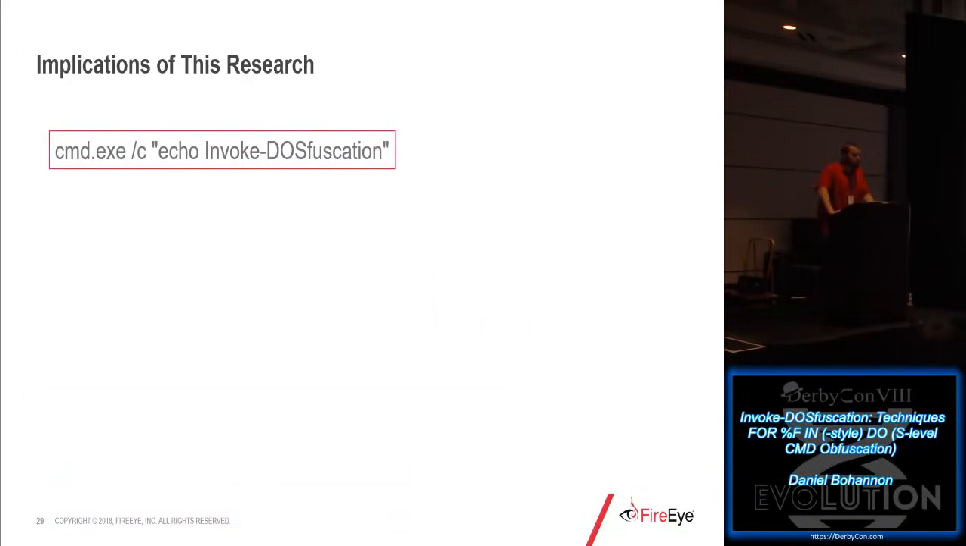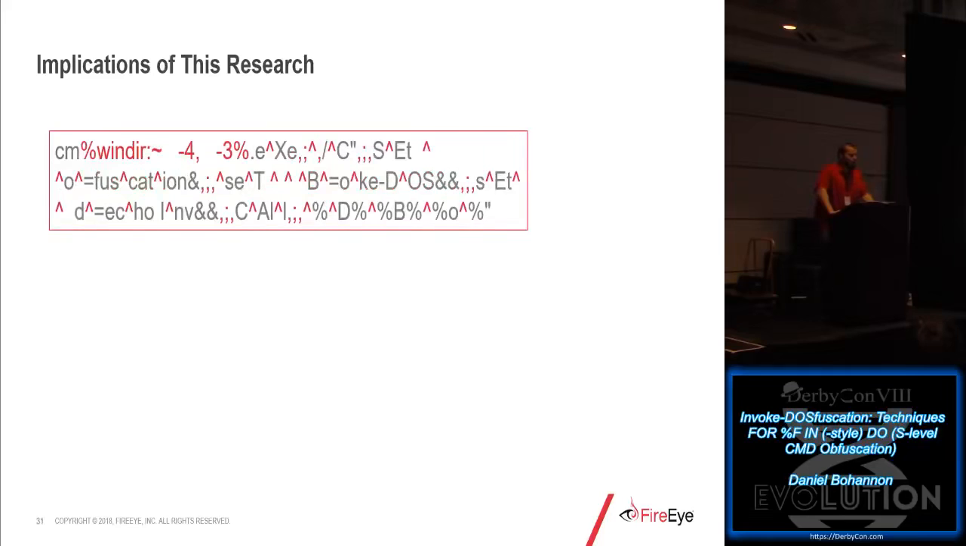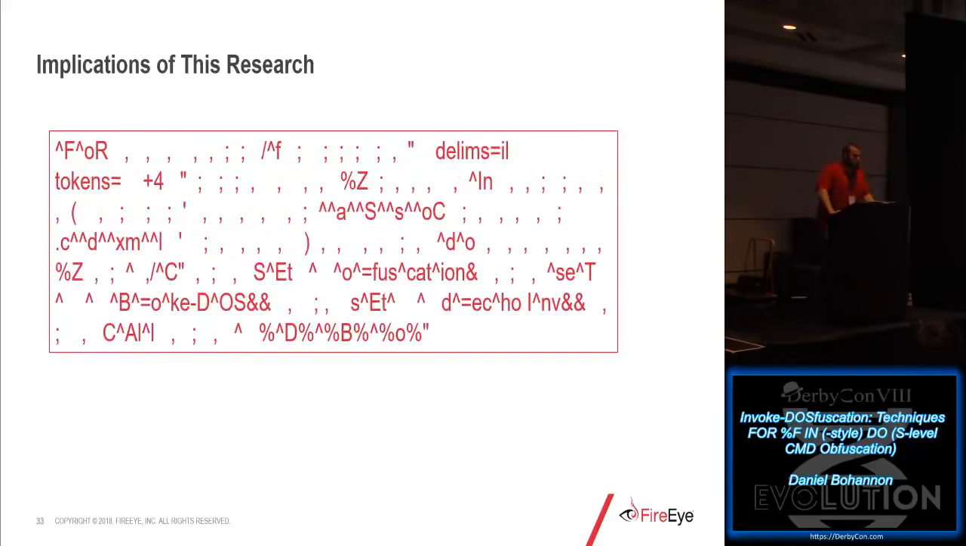So at a high level, by the end of this talk, we'll be able to take any arbitrary command, like this simple echo command, and add layer upon layer of obfuscation and get something that looks more like this, and we'll see exactly how it all still works.